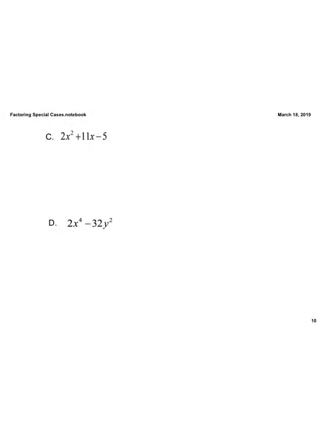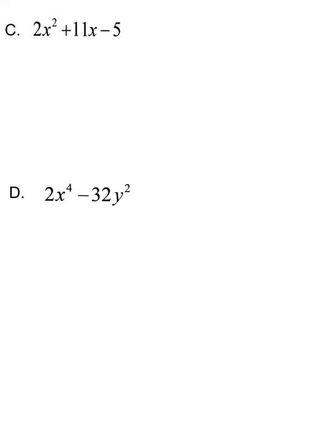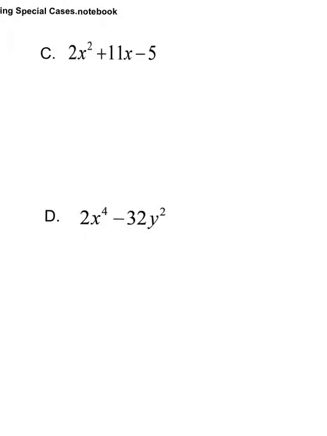Then finally, we have C and D. All right, so as you look at C, there are no numbers that they have in common, and they do not all have an x, so I cannot take out a greatest common factor. This is not a perfect square, and neither is this, so it's not a perfect square trinomial. So my only choice is to swing multiply the 2 times the negative 5. So I'm going to multiply this times this, so I get x squared plus 11x minus 10.